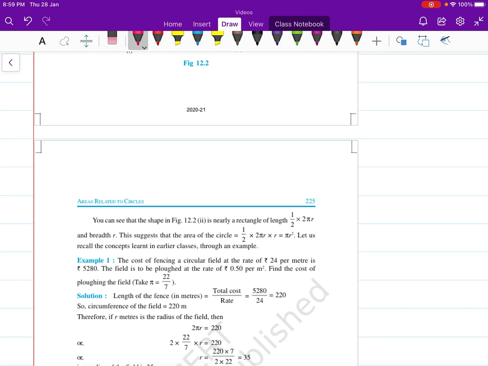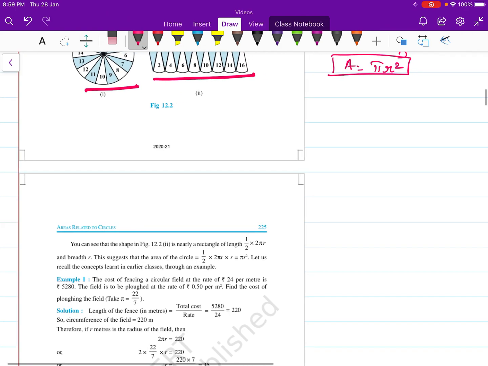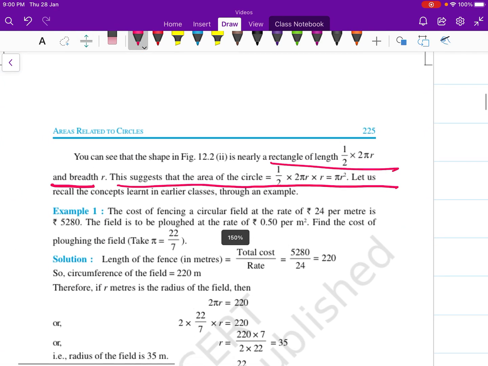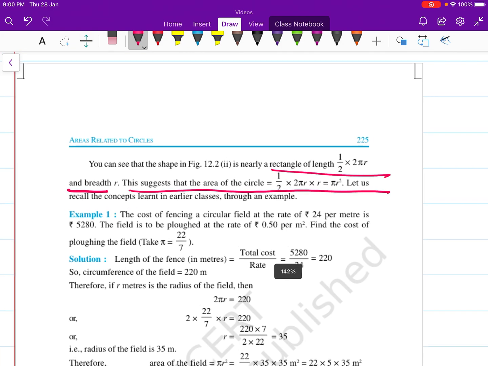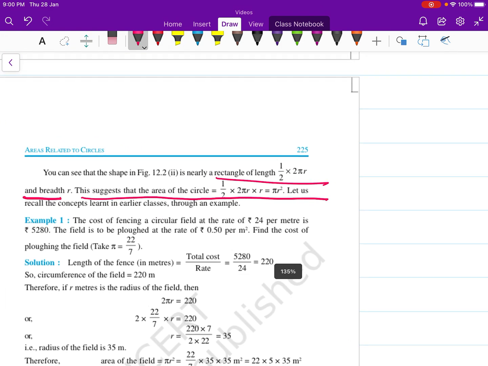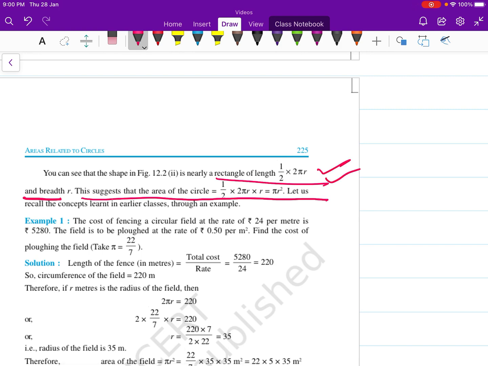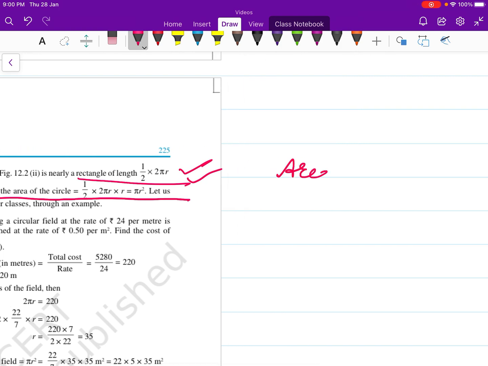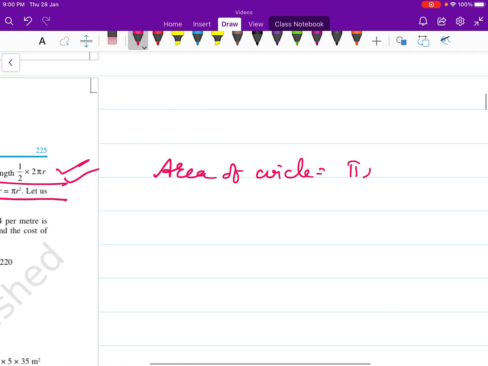So we have seen that the shape in figure 12.22 is nearly rectangular of length half into 2 pi r and breadth r. This suggests that the area of a circle is half into 2 pi r into r is equal to pi r square. Let us recall the concept learnt in earlier classes through an example. So you can easily get the formula: area of circle is equal to pi r square, and in terms of diameter we write pi d square by 4.